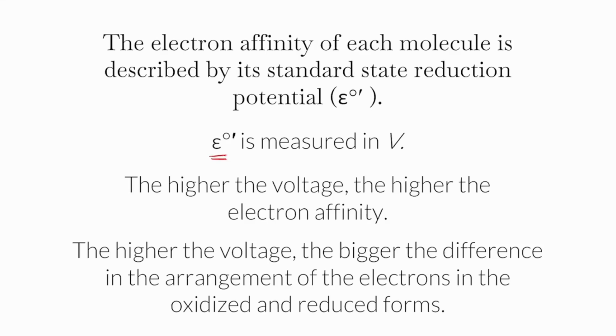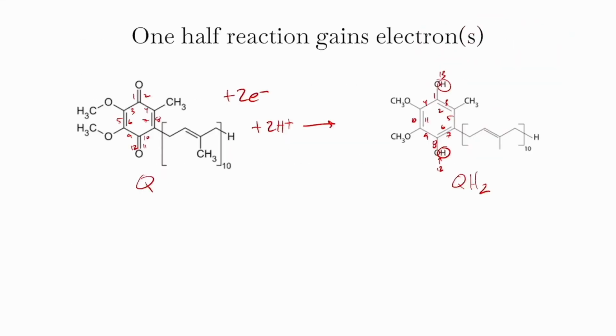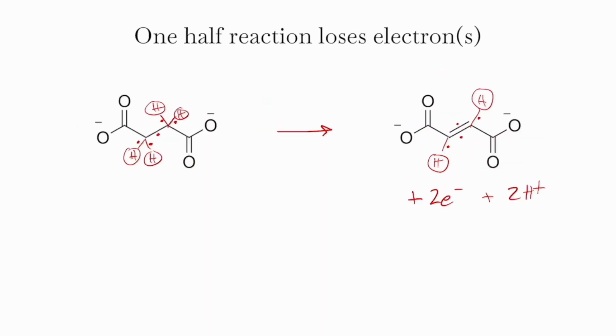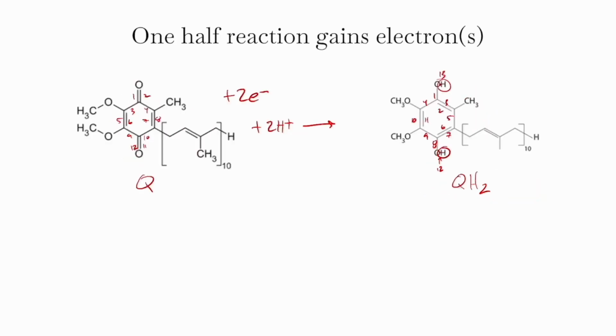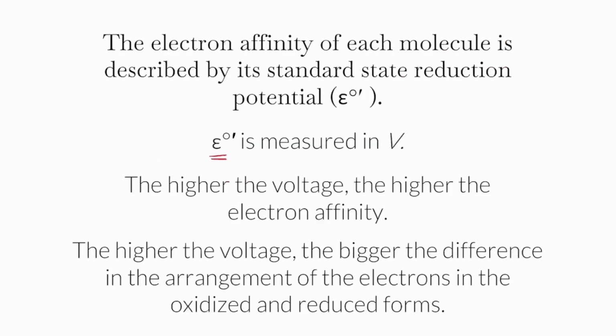Okay, so if we can describe the affinity of each molecule with a standard state reduction potential, we can start asking the question, and go back here, sorry. What's the voltage, the standard state reduction potential for doing this reaction? What is the affinity of this molecule for its electrons? That is going to be measured by this standard state reduction potential.